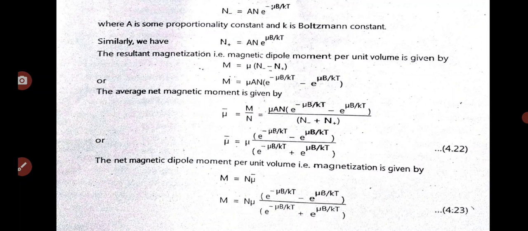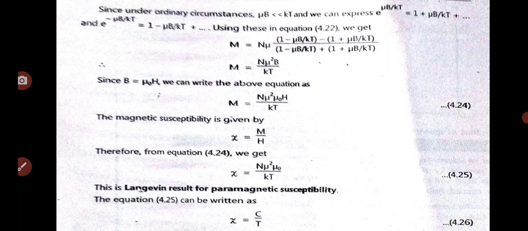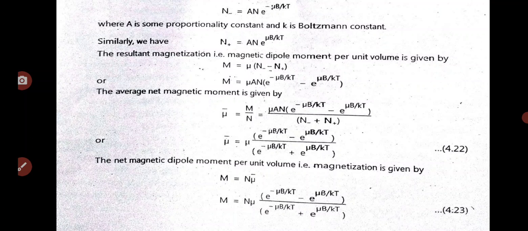And the net magnetic dipole moment per unit volume, that is magnetization, is calculated simply as M equal to N times mu bar. Putting this value in this equation, we get M equal to N mu times e to the power minus mu B by kT minus e to the power mu B by kT, divided by e to the power mu B by kT plus e to the power minus mu B by kT. This gives the magnetization vector in the paramagnetic substance. So this is the calculation part.